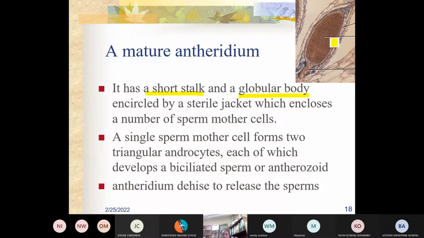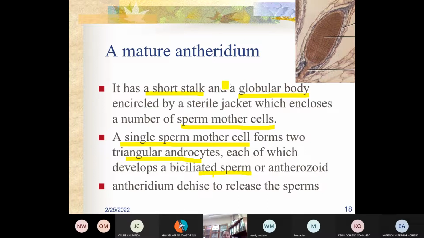So inside is where we have the mother cell. A single mother cell will form two triangular androcytes, each of which will then form a sperm. So each mother cell in here will produce 2 cells that will then produce the sperm.